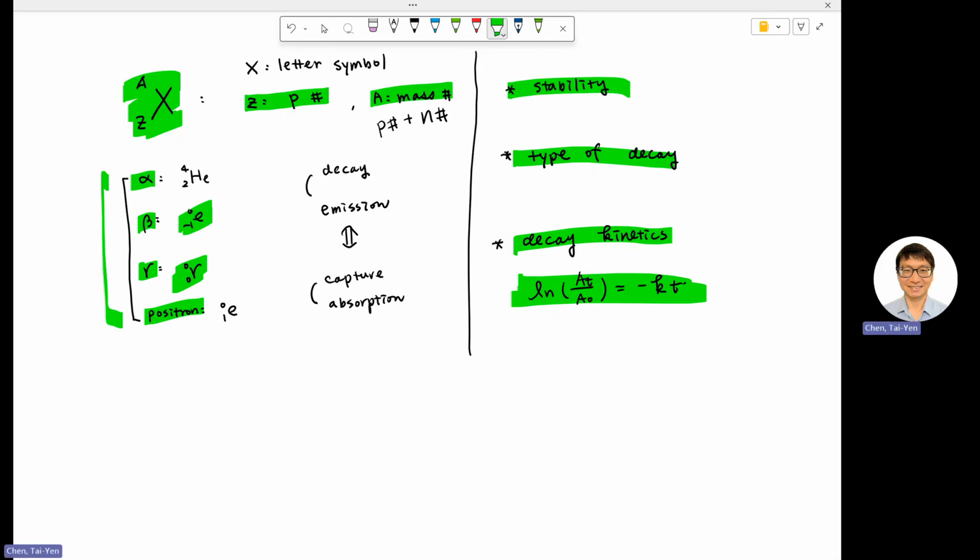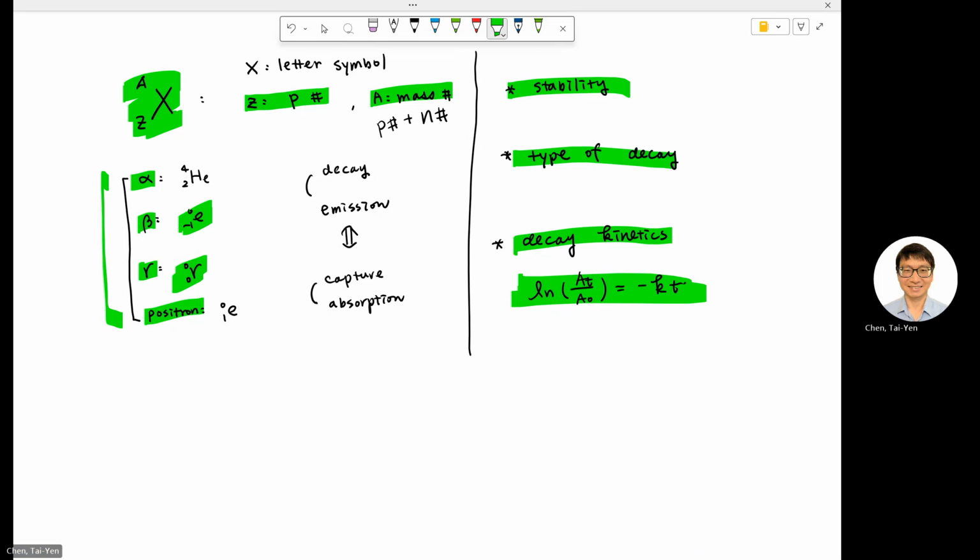We need to actually memorize this. Helium is your alpha particle. Electron has one negative charge and is essentially massless. Gamma radiation has no charge, no proton, doesn't carry charge, doesn't carry mass. And positron is the one that doesn't have the mass, but carries a positive one charge.